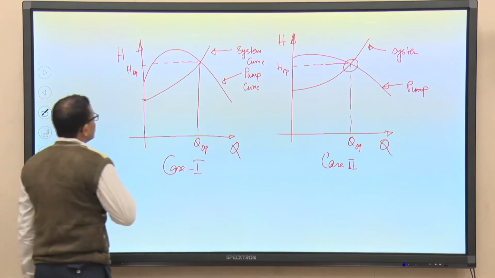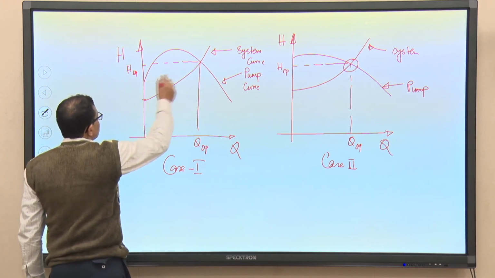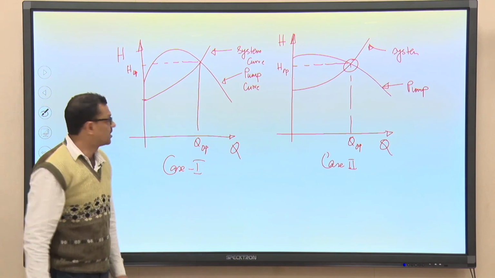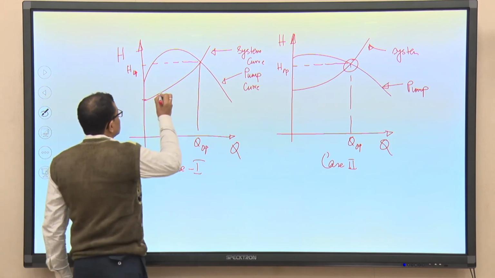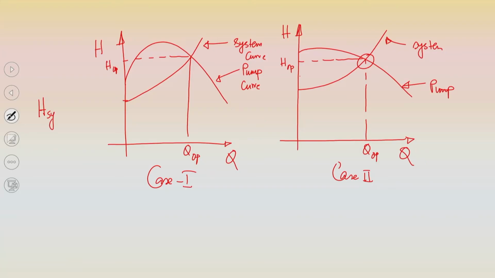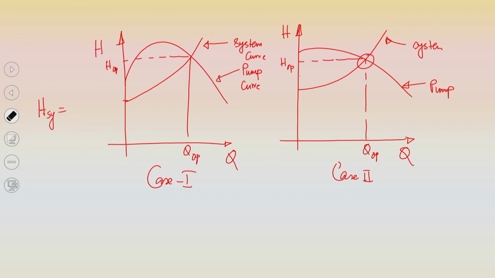while if this is the case, then it is very difficult. Why? You see that the head, this head you are getting from the pumping system, there is no problem. Now, if this is the system resistance curve, H system, that is H static plus K into Q square.